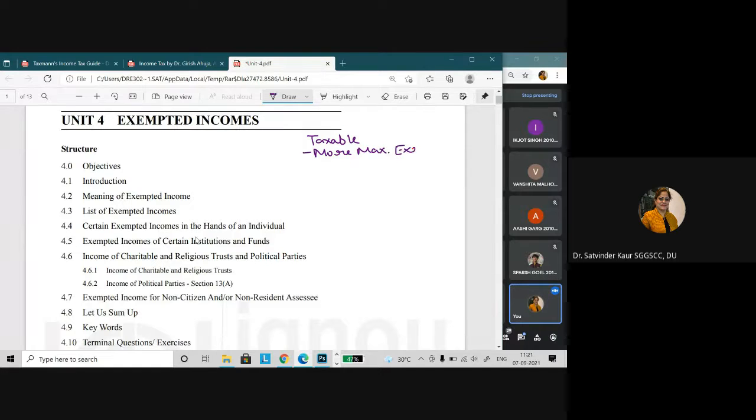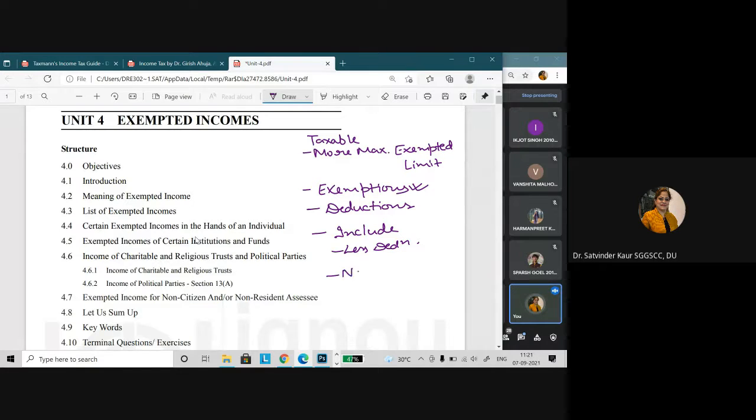Simply, when we talk about the exempted income, what do we understand is the difference between the exemptions and the deductions, right? In case of deductions, first we include the income and then we allow the deduction as per the rule. When we talk about the exemptions, that particular income which is exempted is not included in taxable income.